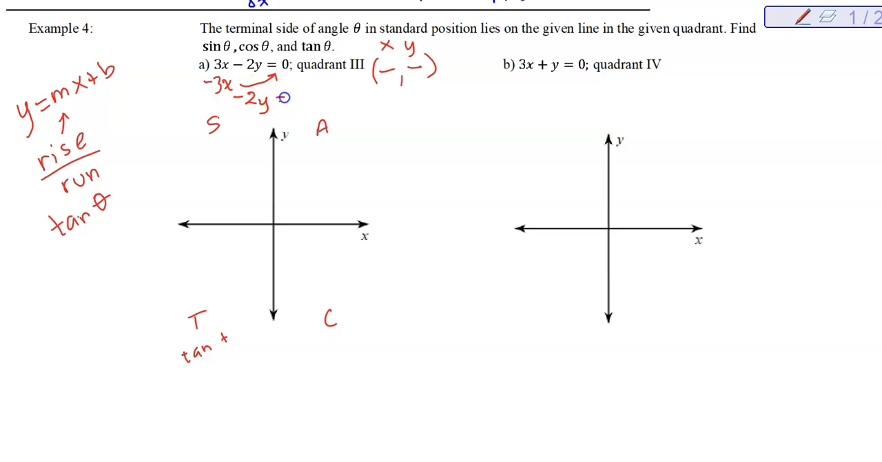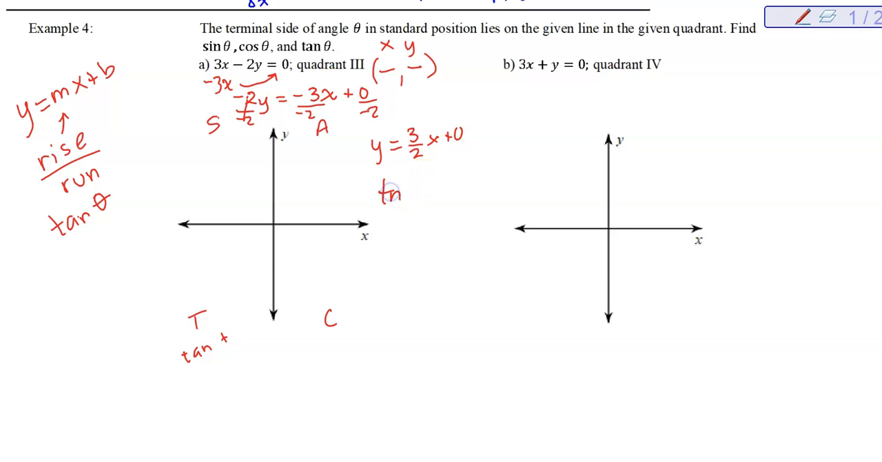So negative 2y equals negative 3x. I'm going to go ahead and push that plus 0 out. That's your y-intercept, so we know we're going to be hitting the origin. Divide by negative 2, everything. So we get y equals 3/2 x plus 0.